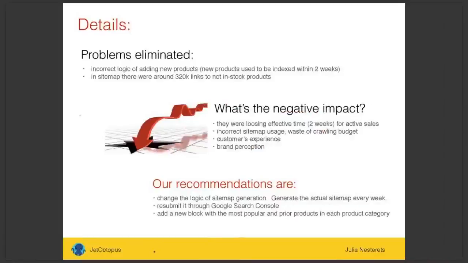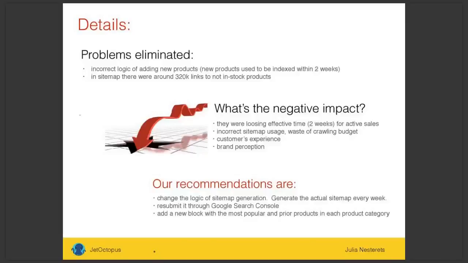What were the details? The problems that we eliminated during log and crawling data analysis were the incorrect logic of adding new products. It was a situation where new products used to be indexed only within 2 weeks because of this incorrect logic. Also, in the SITEMAP, there were around 320,000 links to non-in-stock products.